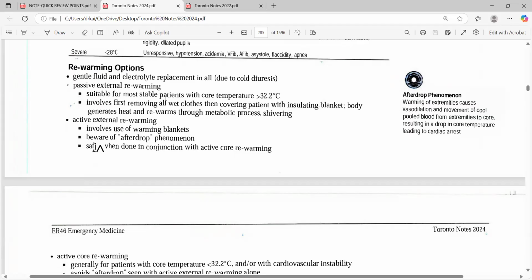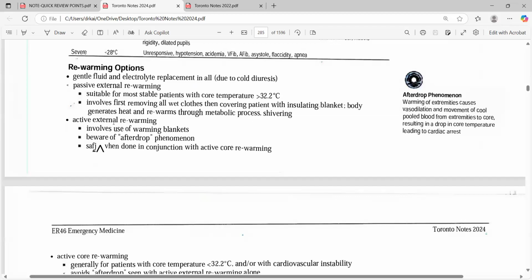It's suitable for the stable patient. So you can think of it if the patient has a temperature of more than 32, in those cases we go for external rewarming. What is the external rewarming? Giving an insulating blanket. The body generates heat and rewarms through the metabolic process.